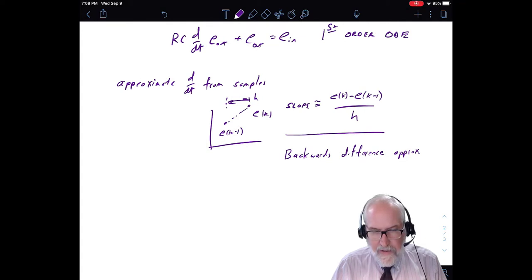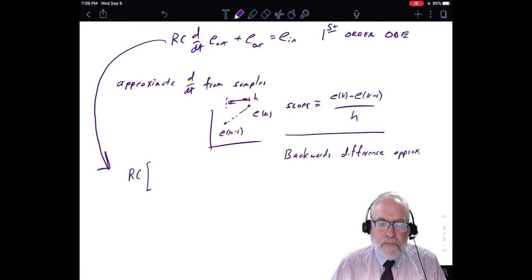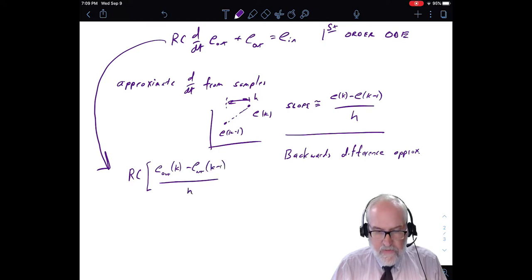So looking back at our differential equation and substituting that back in, we can get to this equation now. Instead of E out and E in as just a continuous function of time, we now have it in terms of the sampled signals. So we have E out at k minus E out at k minus 1 divided by h plus E out at k equals E in at k. So pretty straightforward. And now it's just algebra.